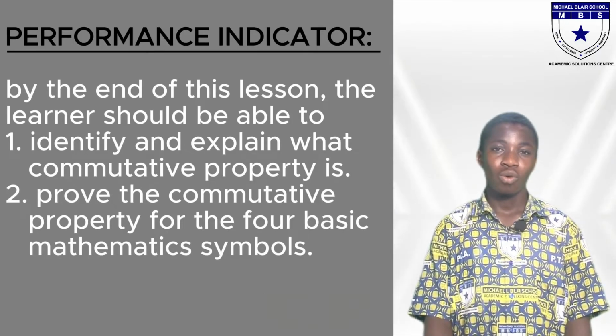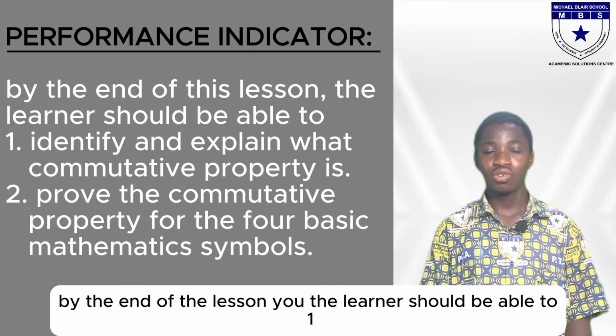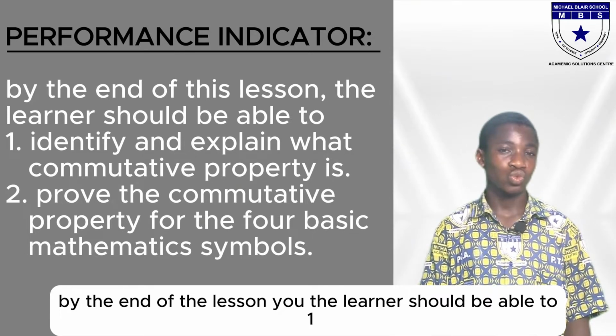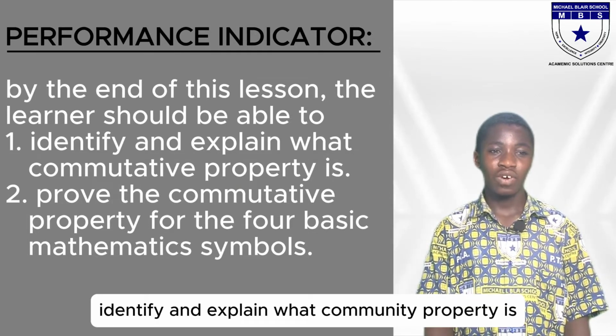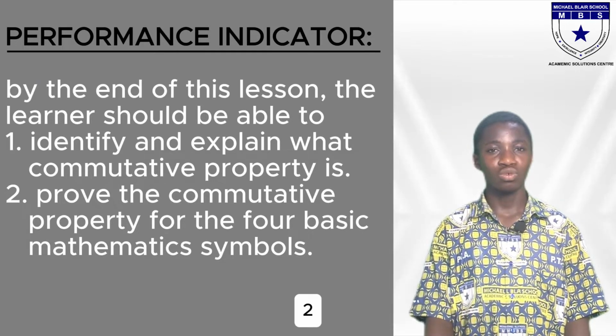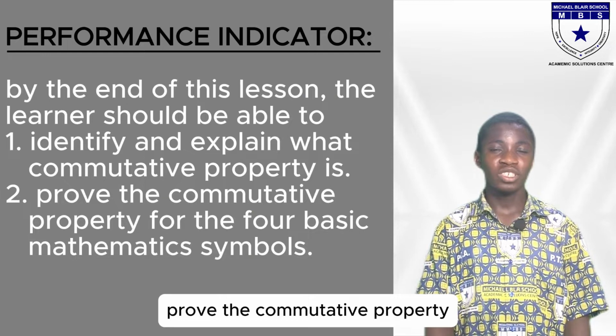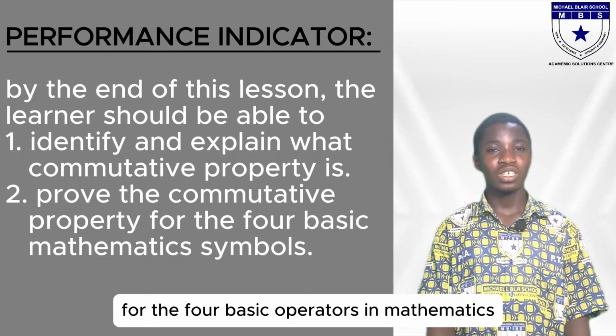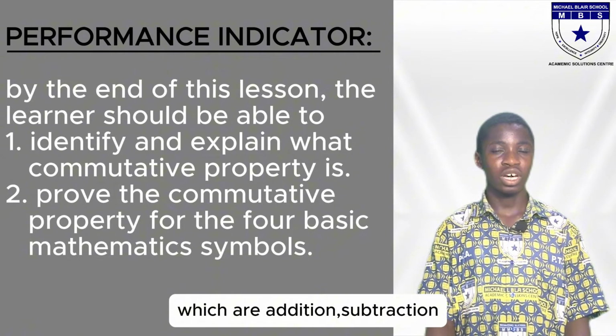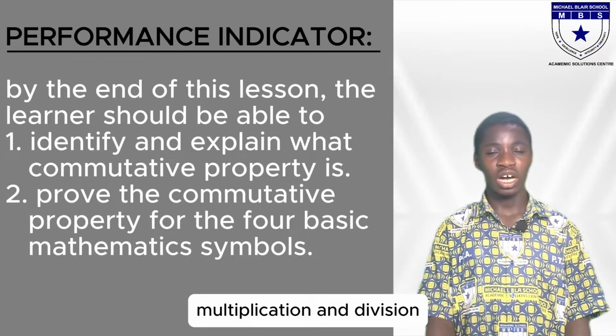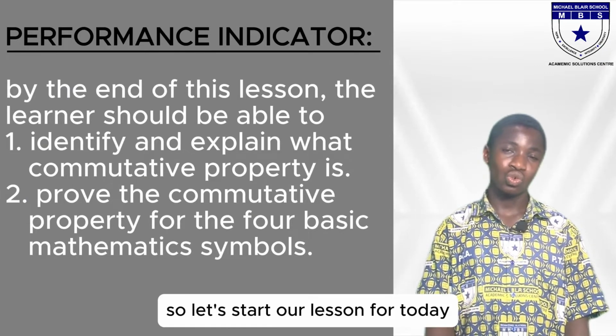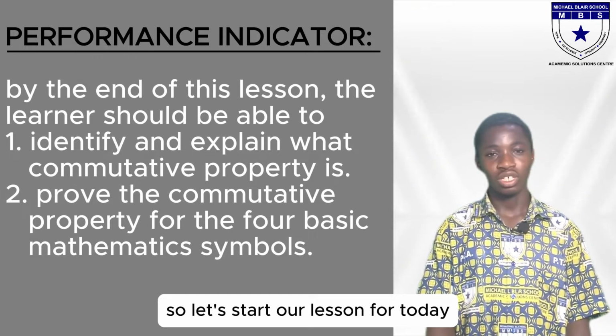First of all, by the end of the lesson, you the learner should be able to: 1. Identify and explain what commutative property is. 2. Prove the commutative property for the 4 basic operators in mathematics, which are addition, subtraction, multiplication, and division. So let's start our lesson for today.